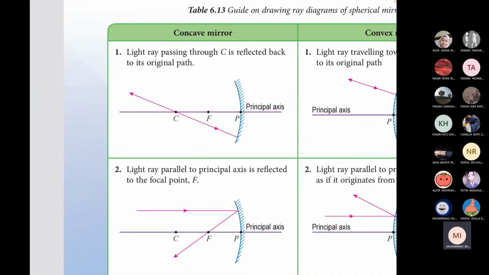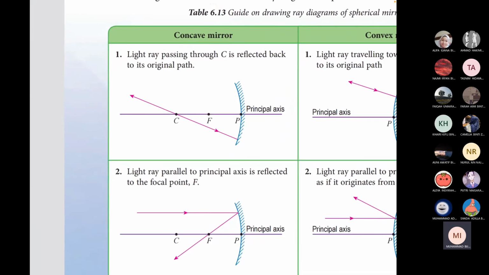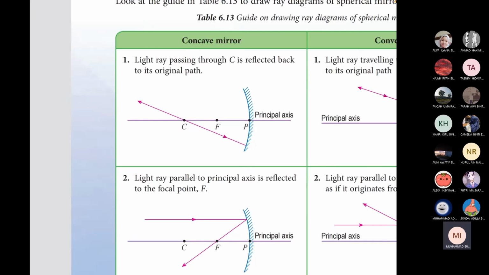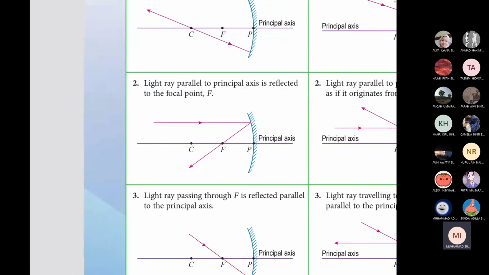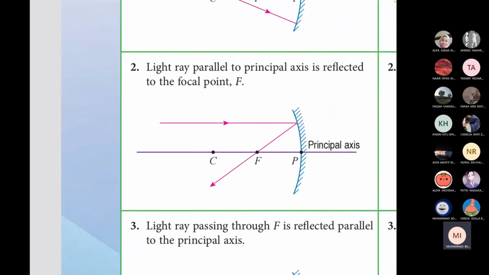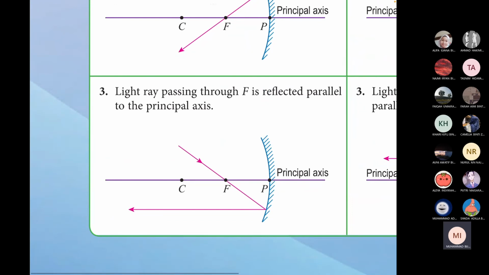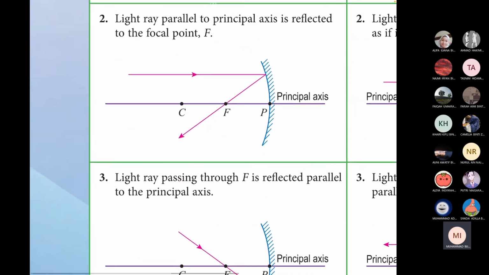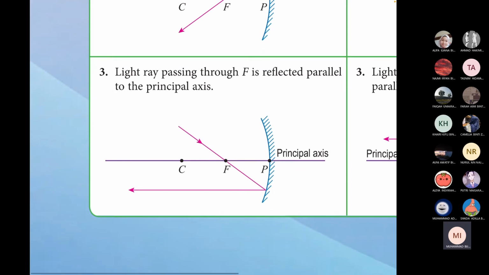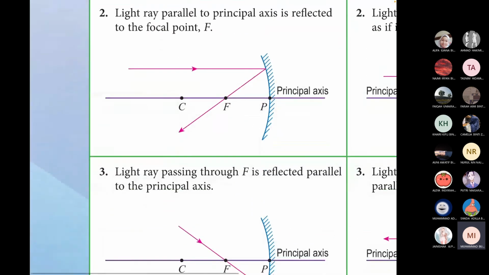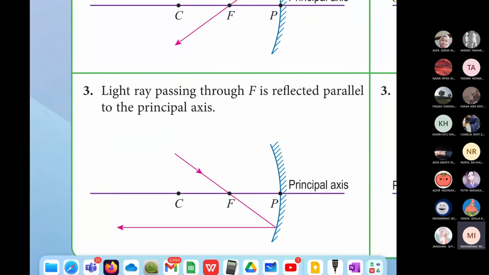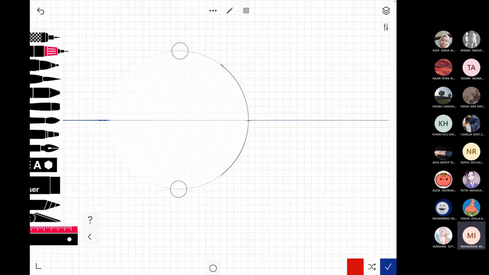The first diagram, you can see that when light passes through center of the curvature, the light will be reflected on center of curvature also, right? The second one, when light travels parallel to principal axis, it will be reflected on F. And the third one is actually the reverse of the second rule. When light passes through F, you can see that light is reflected parallel to principal axis. Can you remember the three rules here? Can you remember? That is what we're going to try. We will try to draw.